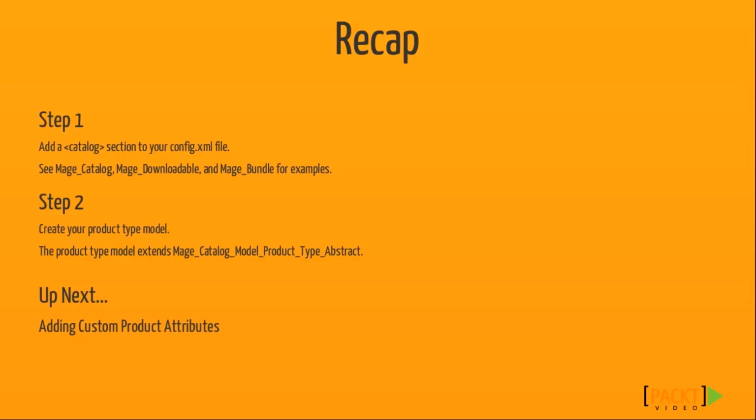To recap, we followed 2 steps to set up our custom product type. We first had to add the catalog section to our config.xml file, and we looked at examples in the Mage catalog and Mage downloadable modules. Then we had to create what's called a product type model, and this model needs to extend from the Mage catalog model product type abstract class. Coming up next, I'm going to show you how you can add custom product attributes to your product type, so stay tuned.